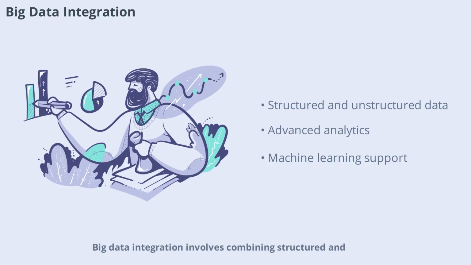Big data integration involves combining structured and unstructured data from a variety of sources, including social media, sensors, and transactional systems. Specialized tools and platforms are needed to process and analyze these massive datasets. Big data integration supports advanced analytics, machine learning, and data-driven innovation. Scalability, performance, and data quality are key considerations in big data projects.